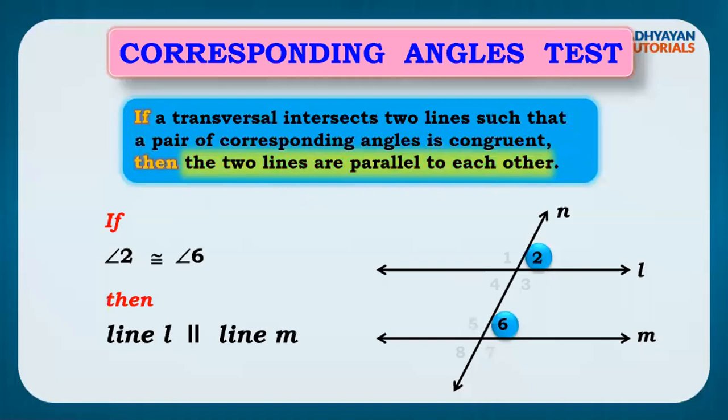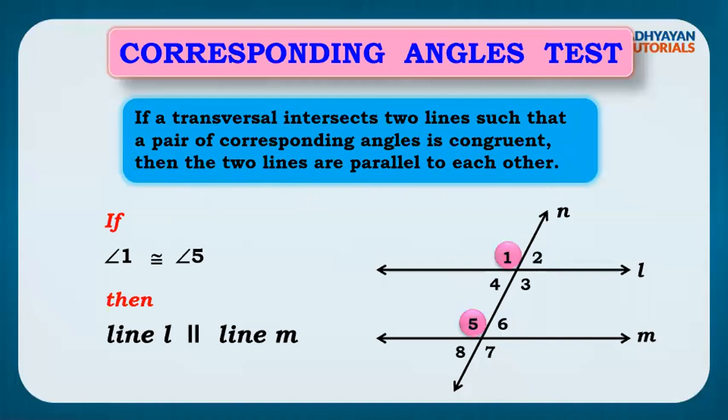Not only this pair 2 and 6, you can consider any pair. For example, you can also state that if 1 is congruent to 5, then the lines are parallel. Likewise, if 3 is congruent to 7, then too the lines are parallel. And if 4 is congruent to 8, then too the lines are parallel. Now I want you all to copy this, the statement and the heading. No need to copy the figure as well as the if and then part which is written below. I hope everybody has understood this. Just copy the statement and the heading.